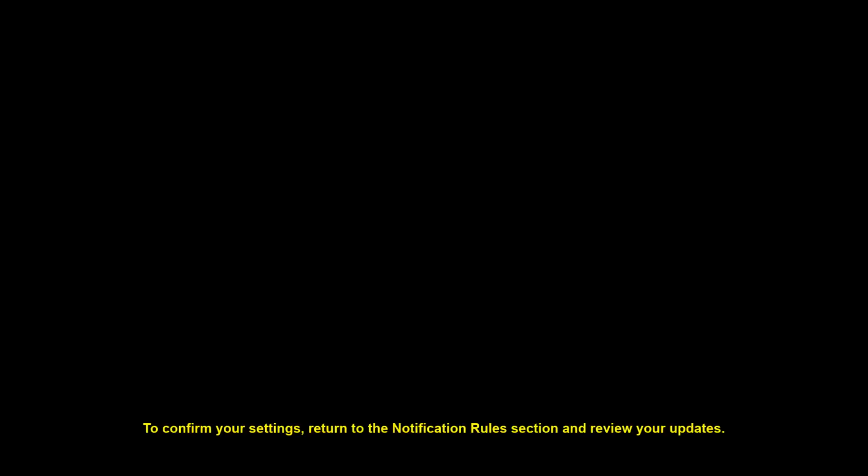To confirm your settings, return to the Notification Rules section and review your updates. Finally, log out of your account to ensure your changes are securely saved. You have now successfully disabled Opsgenie notifications for project schedules.